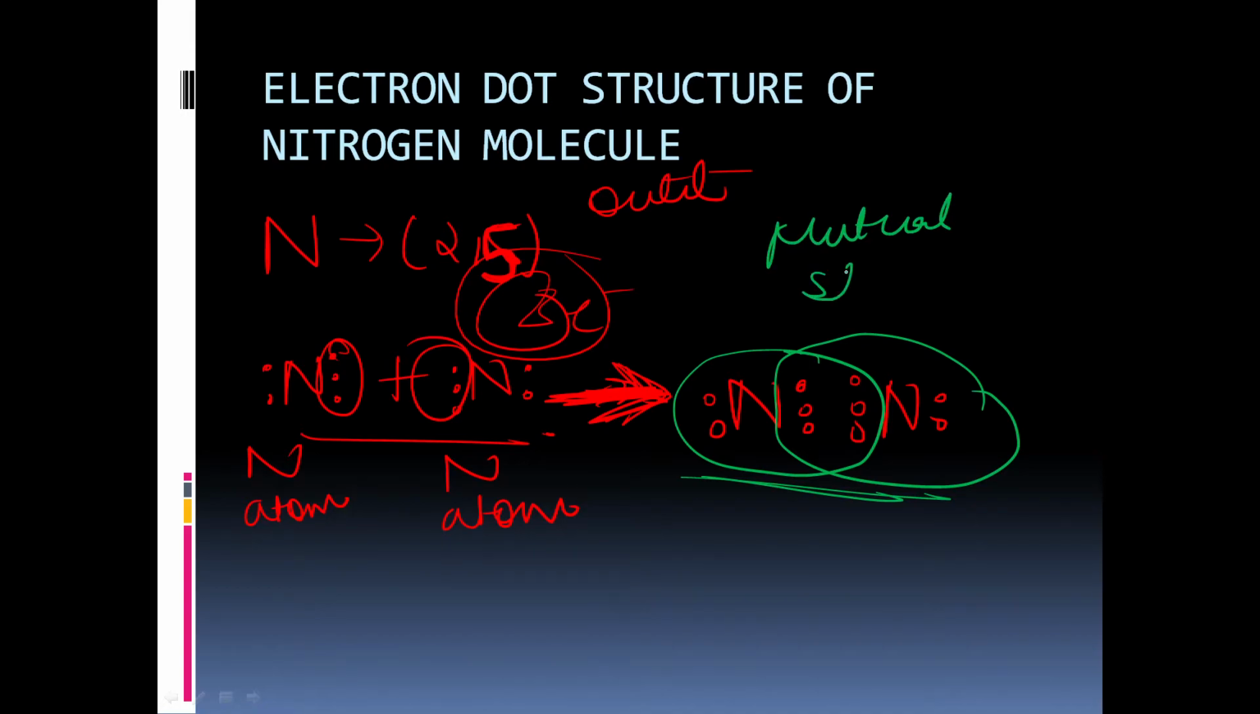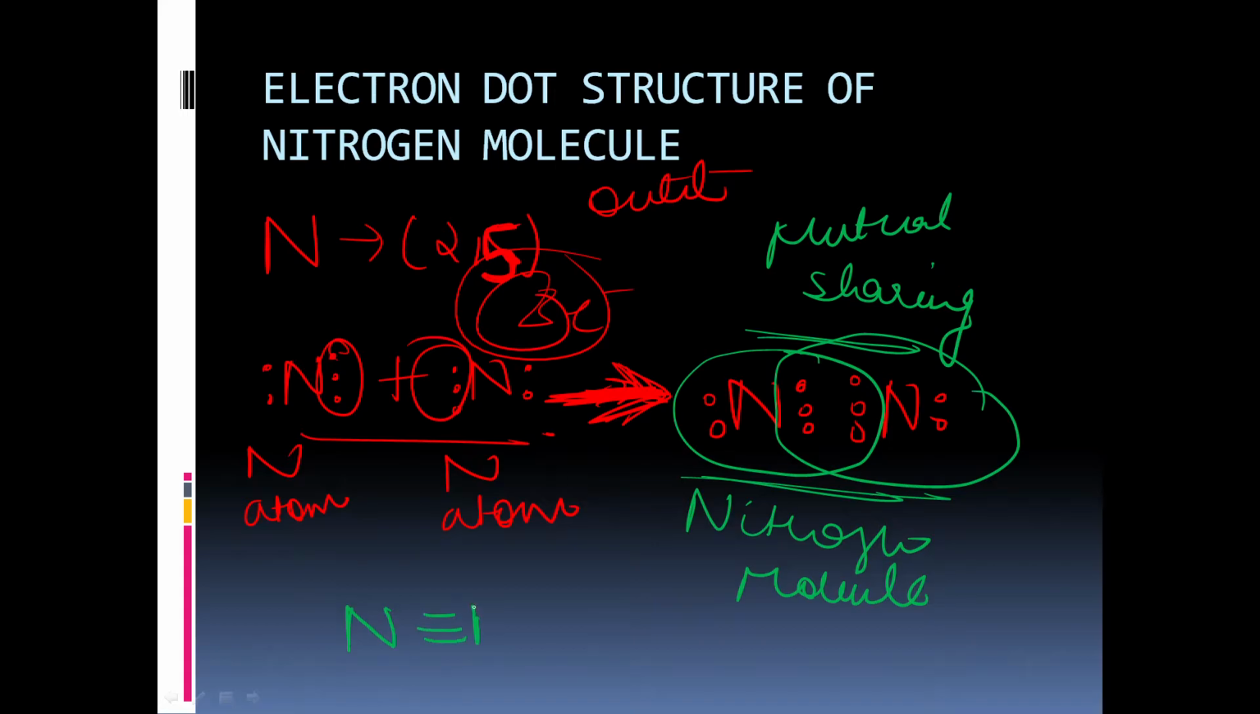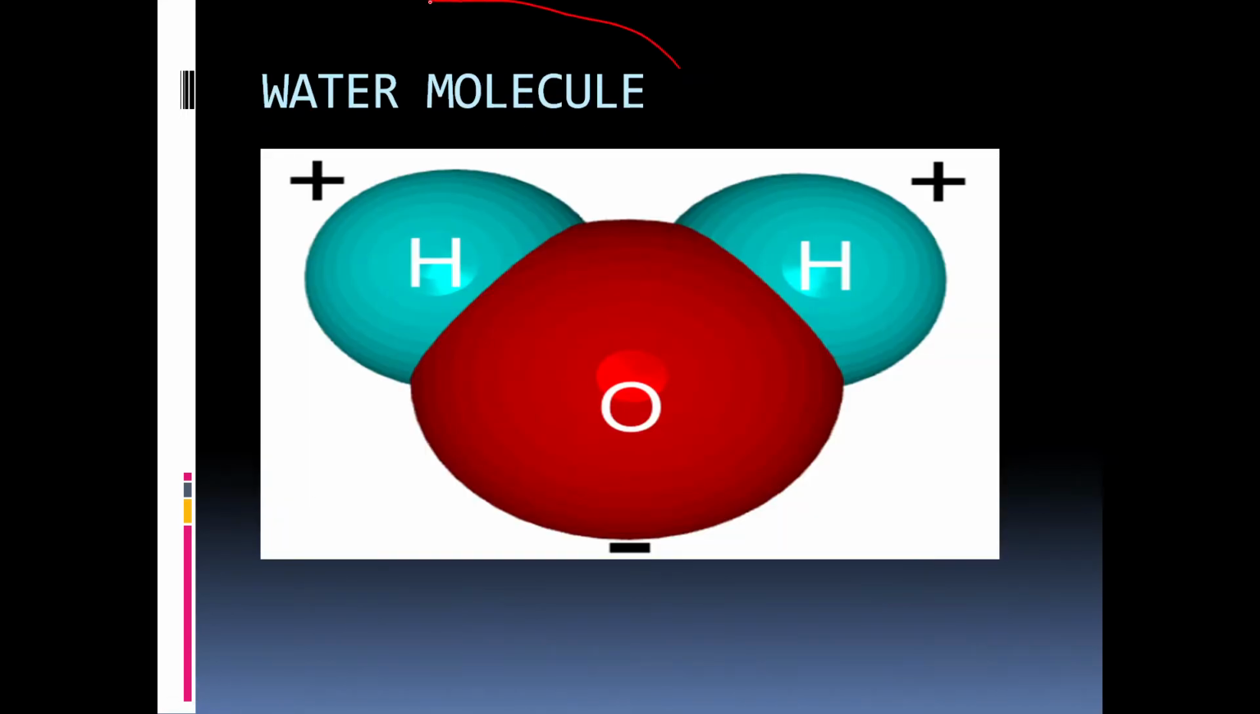And when they enter into this mutual sharing, you all can see that they form a nitrogen molecule. And how is that bond represented? I'll show you that. N, 1, 2, 3, and this represents a triple covalent bond. Okay, what does it represent? It represents a triple covalent bond. Correct? Let's move further on to the water molecule.